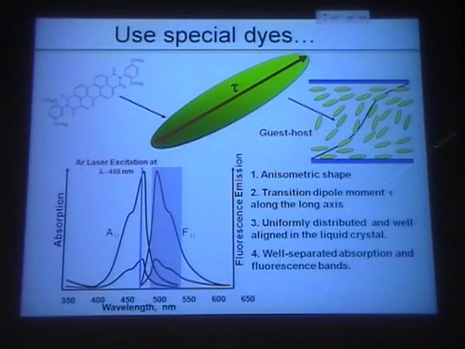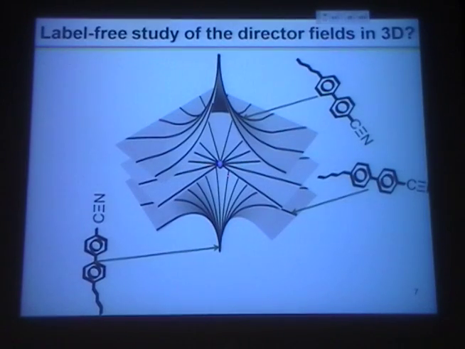Now, the question is, how do we find all kinds of dyes that would work with all kinds of liquid crystals that we could possibly have? And as I already mentioned to you, one of the requirements is that we typically want to have a transition dipole moment parallel to the long axis of the molecule. Also, we need to have absorption and emission spectra separated from each other so that we could use interference filters and separate absorption and fluorescence, and use excitation laser light in here to excite those dye molecules.